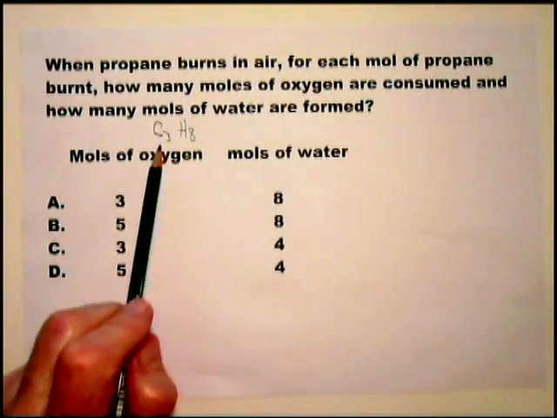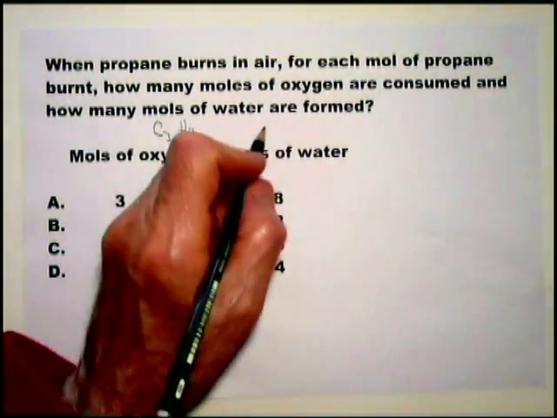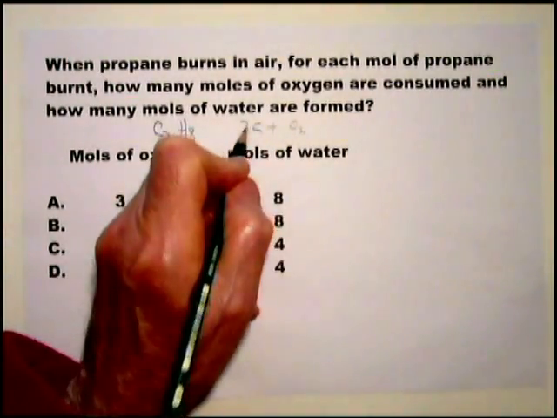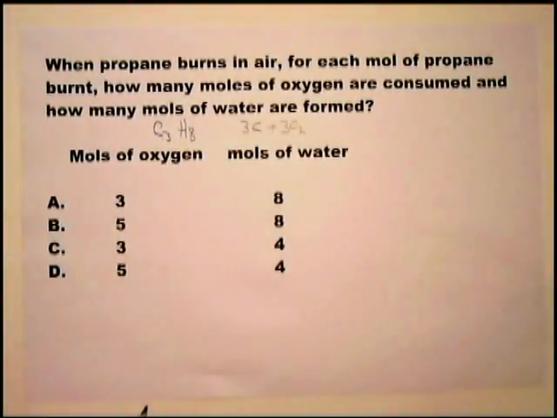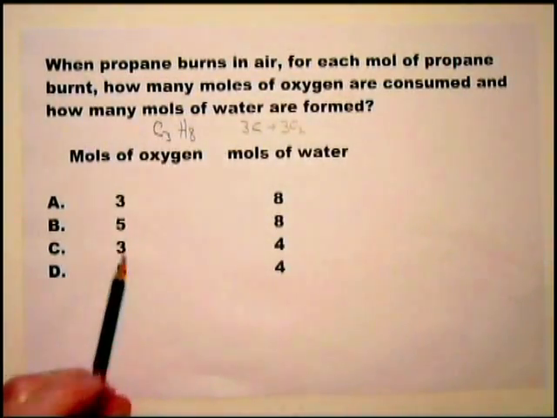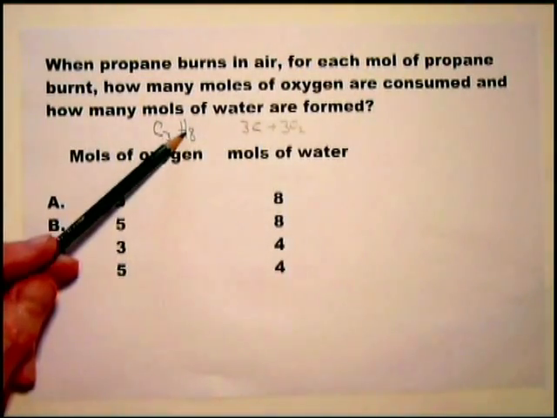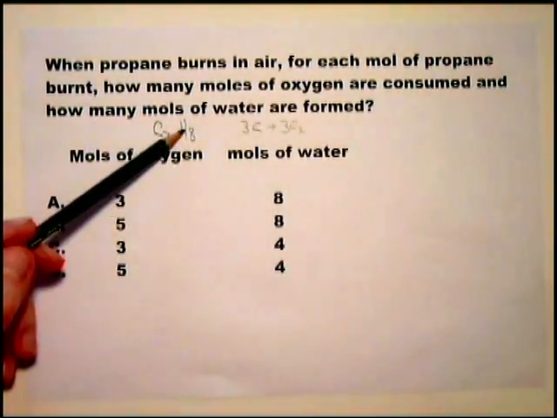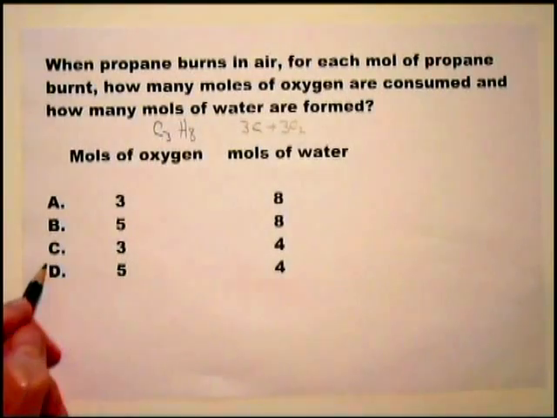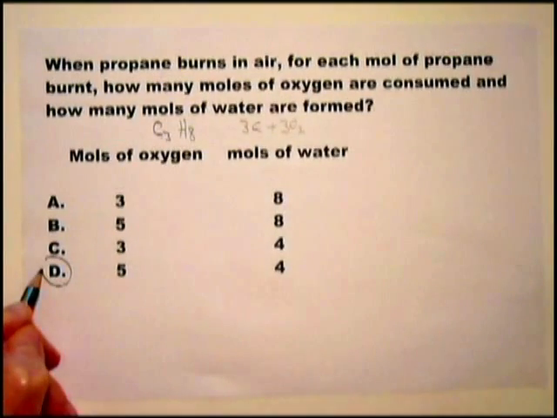Then we look at the carbon atoms. There are 3 carbon atoms. Now, each carbon atom requires 1 mole of oxygen. 3 carbon atoms require 3 moles of oxygen. You may think, oh, it must be C, but of course it's not C because the hydrogen requires oxygen as well. Therefore, the moles of oxygen needed is going to be greater than 3. The only possibility they give you is 5. So that without calculating it, you know that the answer must be D.